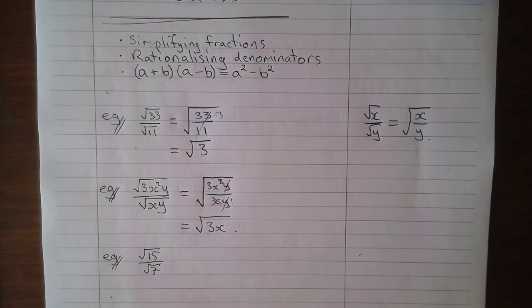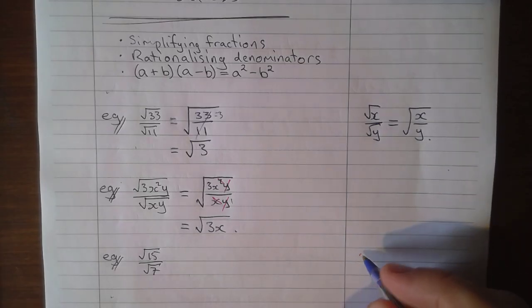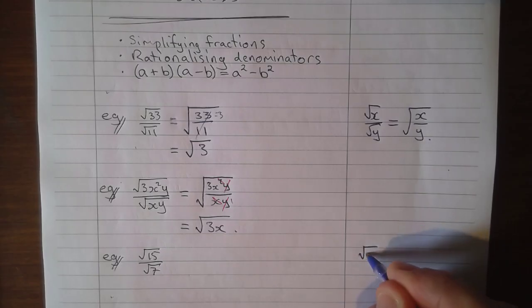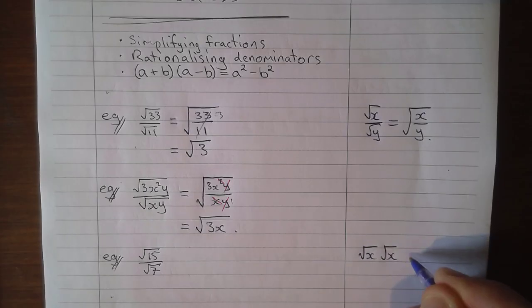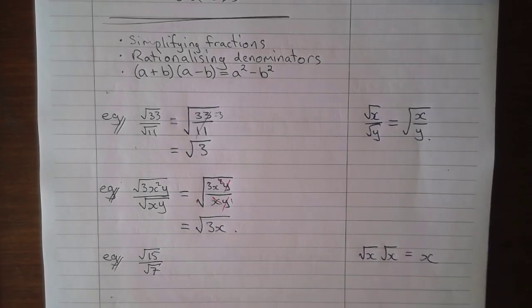Okay, and the way that we do this all comes down to the idea that when you multiply the square root of something by itself, you end up with just the number from under the square root. So the square root of x times the square root of x is equal to x. And x is no longer going to be in that surd form.